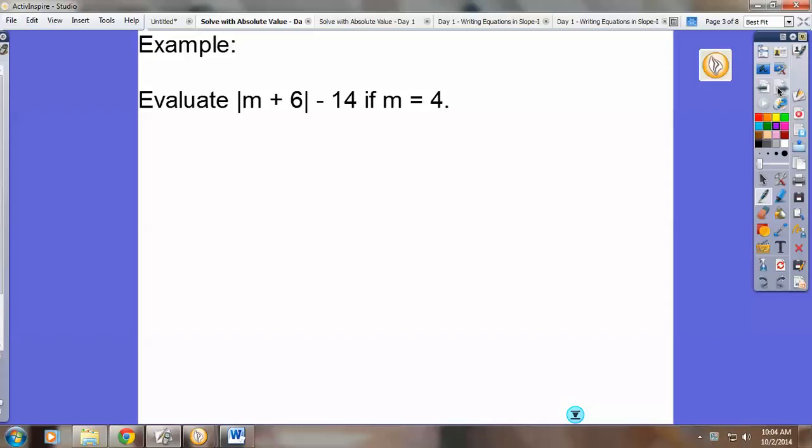We're still using our order of operations. We're still evaluating, just like we did with expressions. The first thing we're going to do is substitute in. We have the variable m. Do we know what m is? It's 4. So let's place 4 in for m.